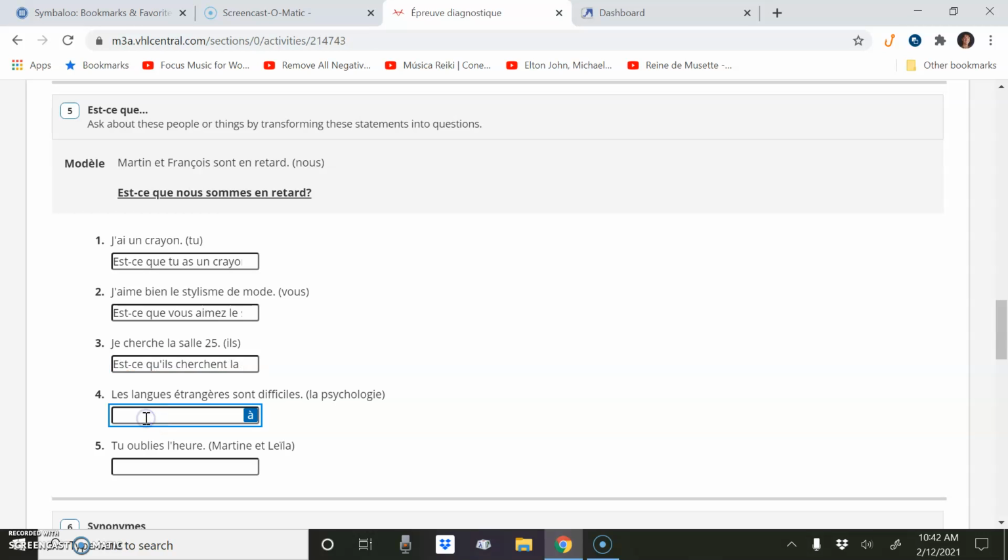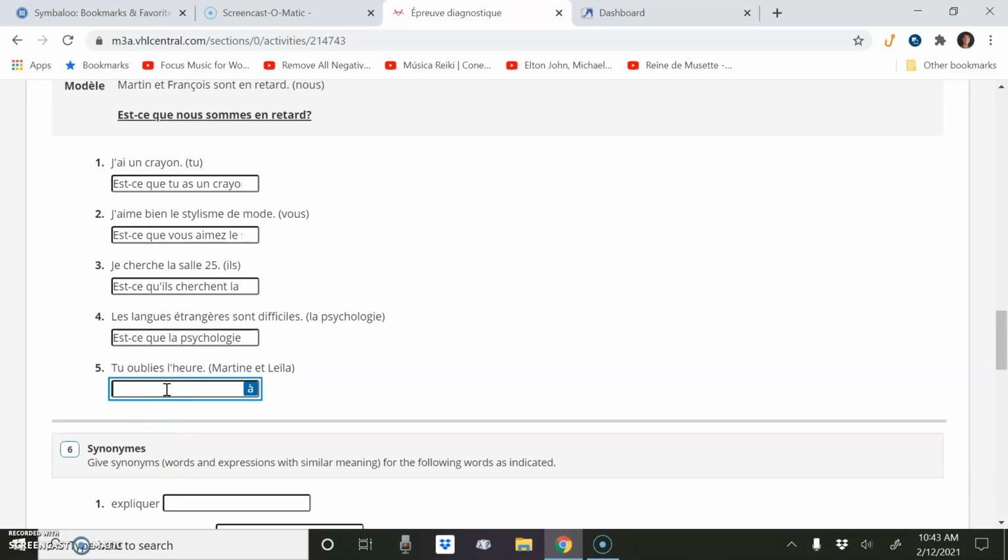I'll do one more for you. Les langues étrangères sont difficiles. We got psychology. We're going to say, is psychology. Est-ce que? Then put what's in parentheses. La psychologie est difficile. Again, I changed it to a because they have just one thing in parentheses. Sont is for two things. A is for one thing.